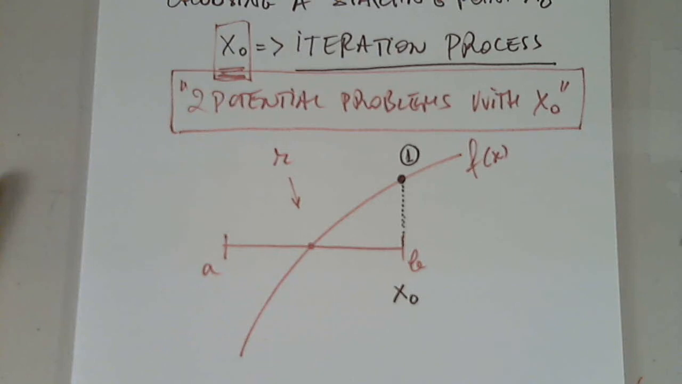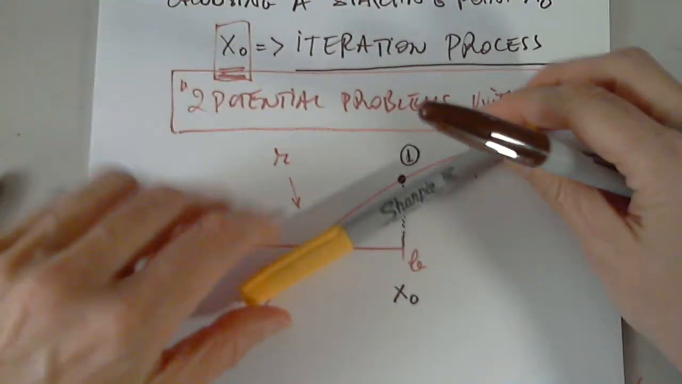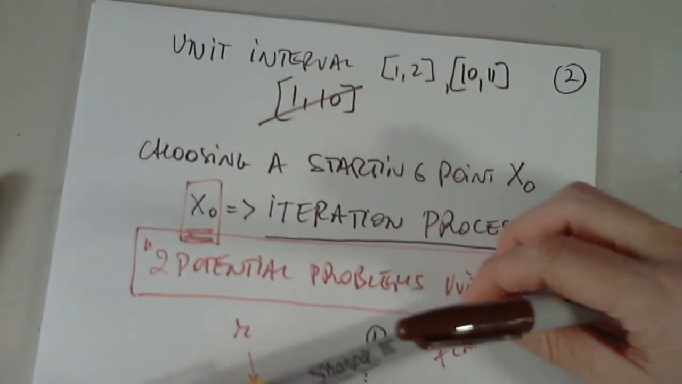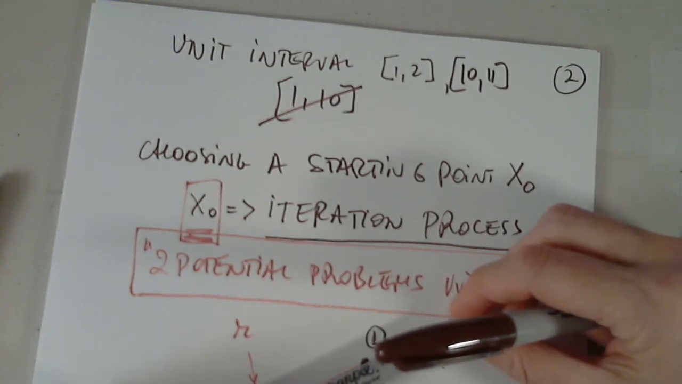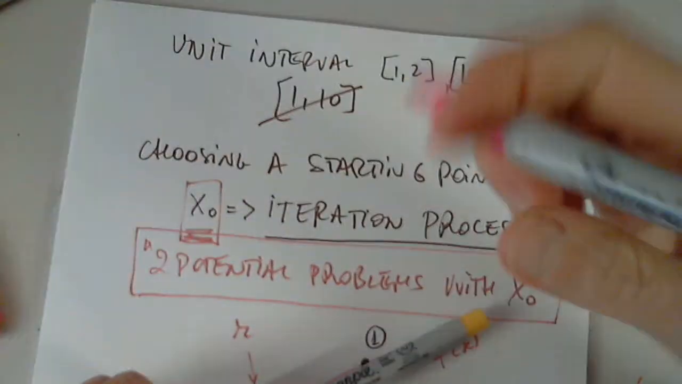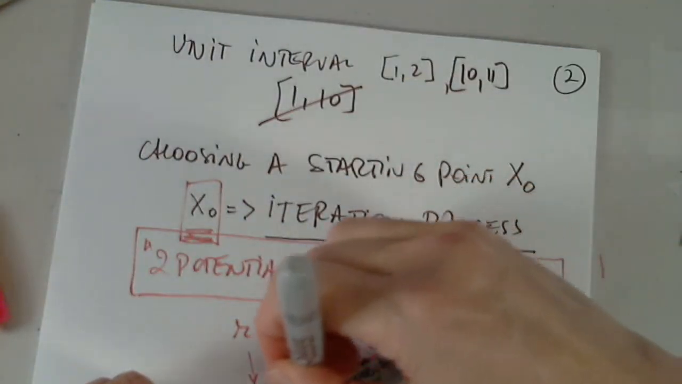I do have a ruler, but I don't want to waste your time looking for it, though I would really like to have it. So I'm drawing a tangent here to the graph of f of x. And here's the tangent.